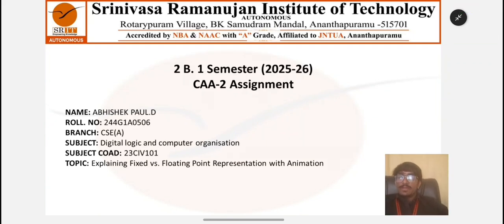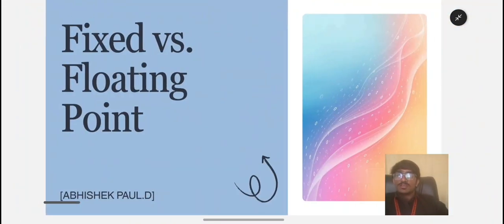Currently, I am studying BTech, second year, first semester in the stream of Computer Science and Engineering at Srinivasa Ramanujan Institute of Technology. Today, I am going to discuss explaining fixed versus floating point representation with animation for my DLCO assignment. Fixed versus floating point.